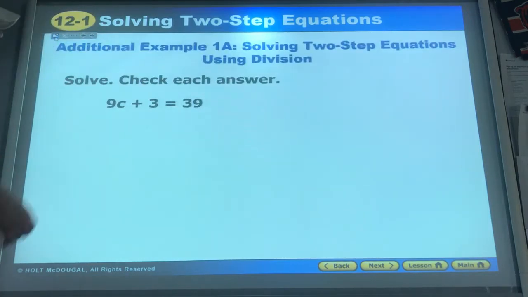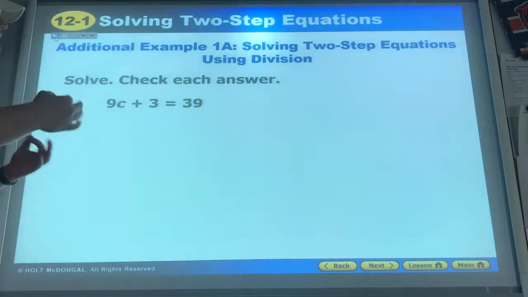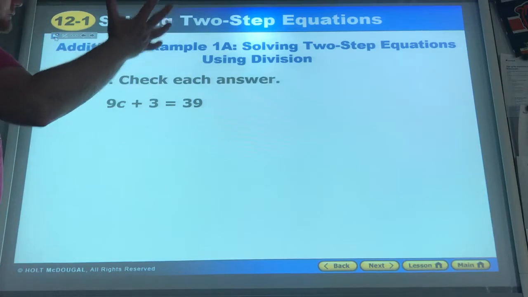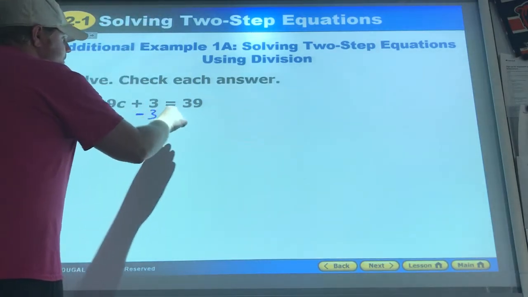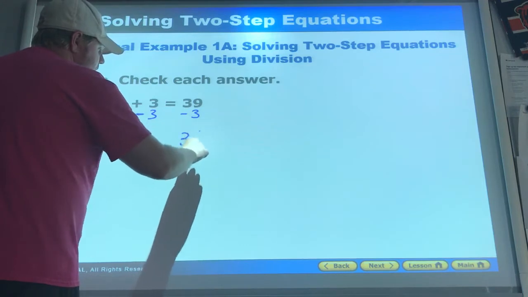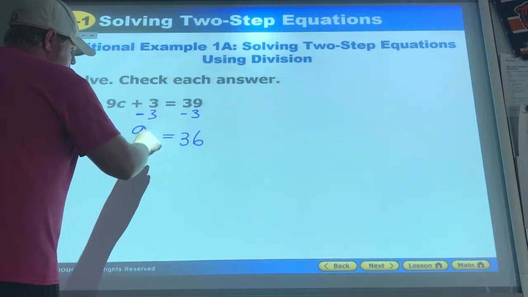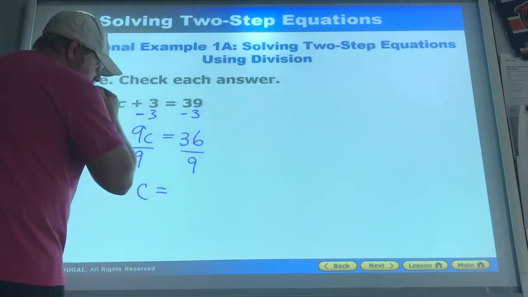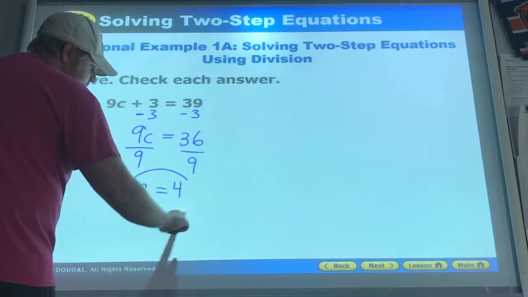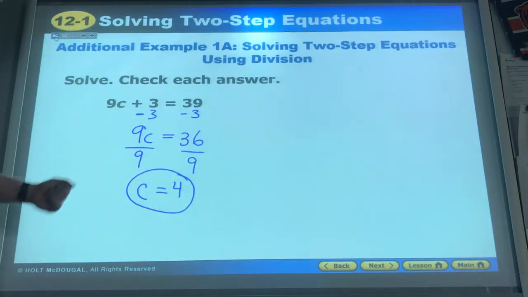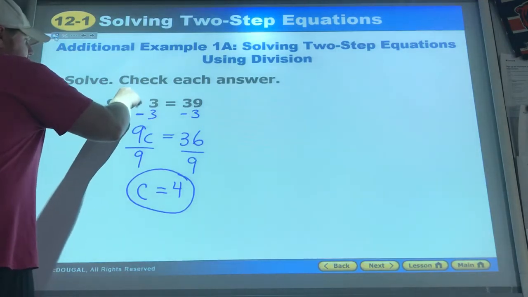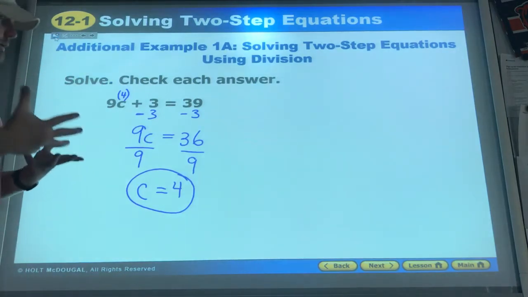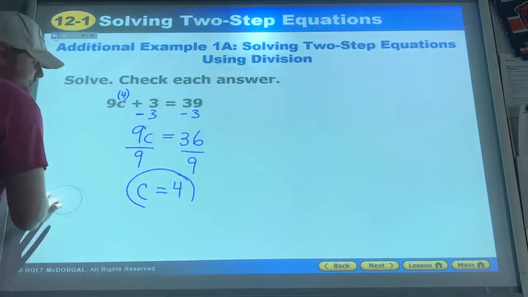So let's do this one. Check each answer. You don't have to check, but it's a good way to know. Remember, we focus on the addition and subtraction first because we're doing PEMDAS in reverse. C equals 4. And if I think about this, 4 times 9 is 36. 36 plus 3 is 39. It does work out.